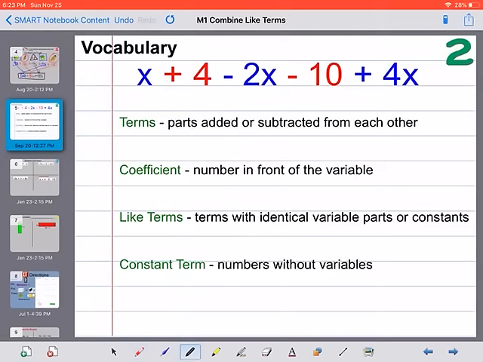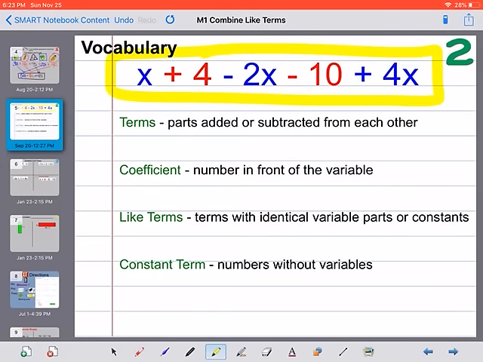Next, let's take a look at our vocabulary. So first we have this expression up at the top. This is an expression because there is no equal sign. Each one of the different pieces is called a term. Terms are parts added or subtracted from each other. So X is a term. If there's nothing in front of it, we can write a 1. That's 1X, really.